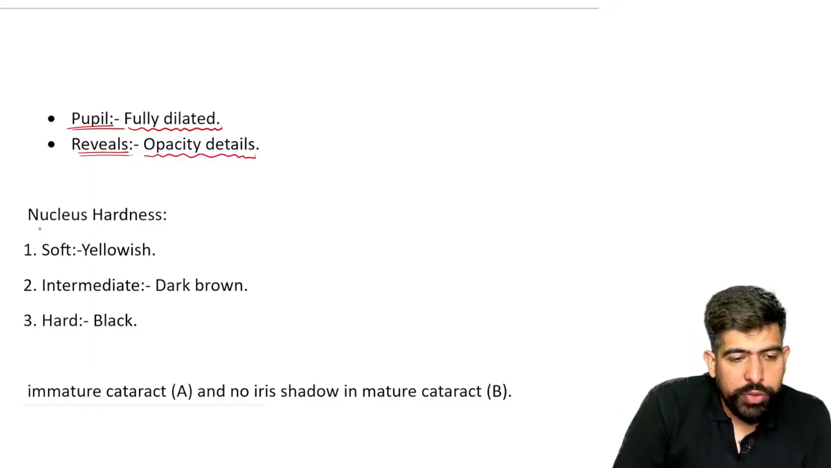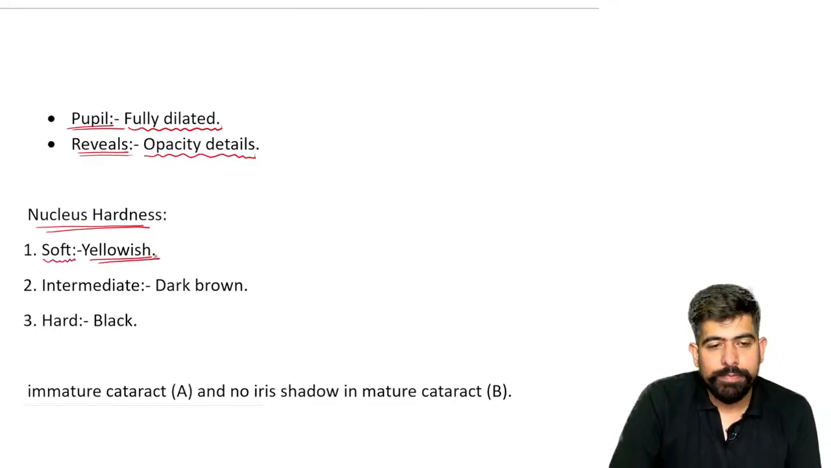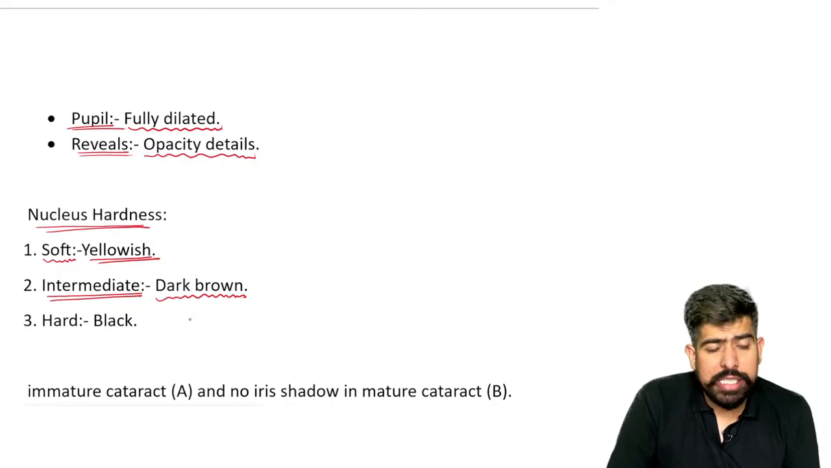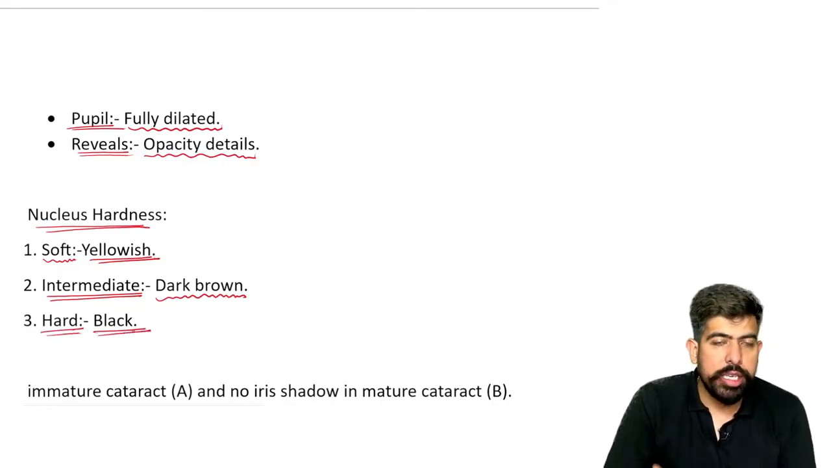Now, what is meant by nuclear hardness? If it is soft, the lens will be a yellowish color. If it is intermediate, the lens will be dark brown. And if it is hard, it will give you a black color.